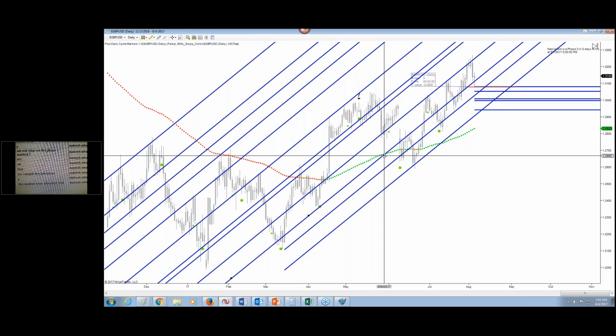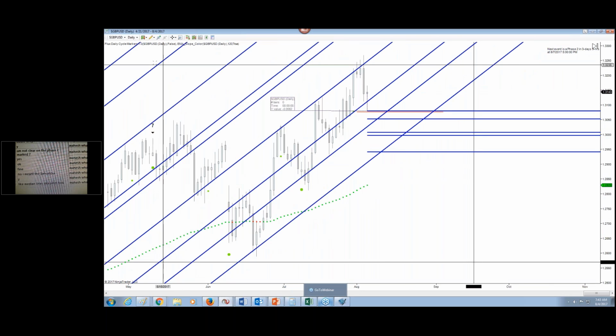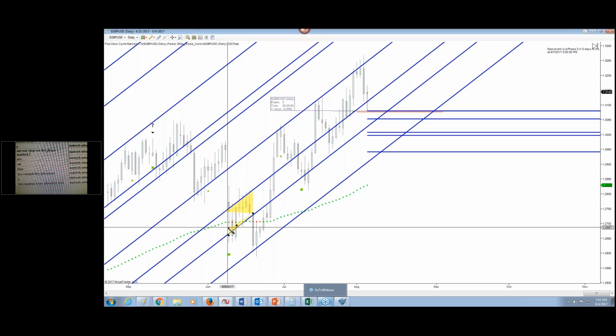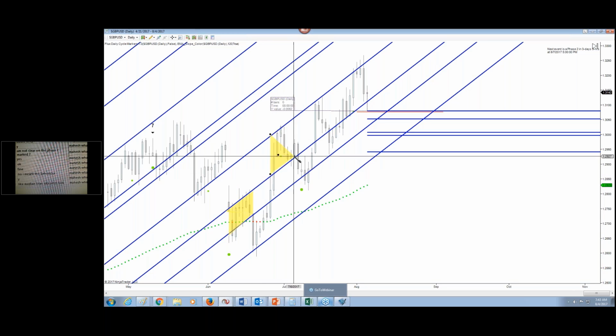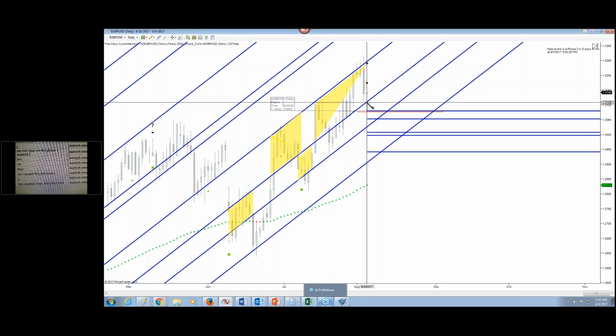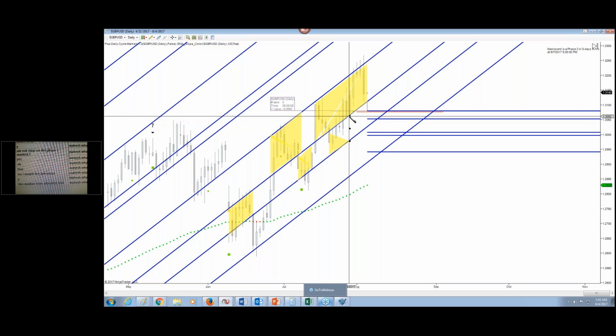Okay, so if we apply that angle to this current market condition, you'll notice that the market occupies these sections, right? And now that you see it, it's hard to unsee it.